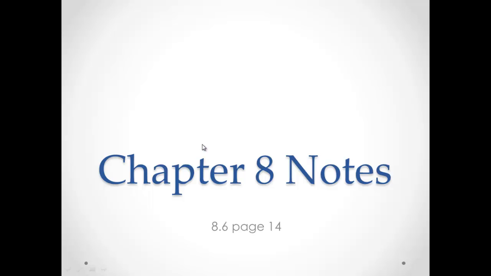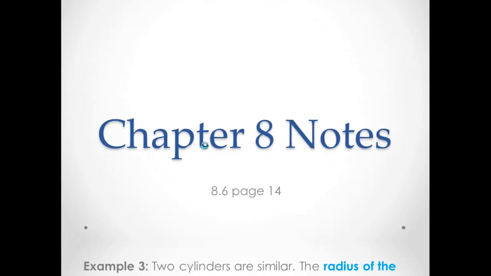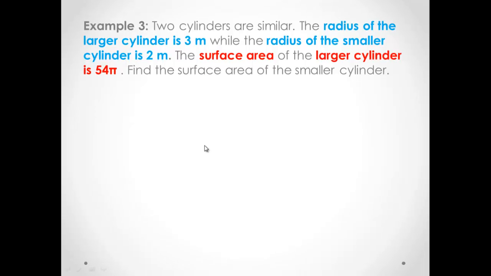We are on our final page of notes for Foundations of Math 11. We start with an example here. It says two cylinders are similar. The radius of the large cylinder is 3 meters, while the radius of the smaller cylinder is 2 meters.